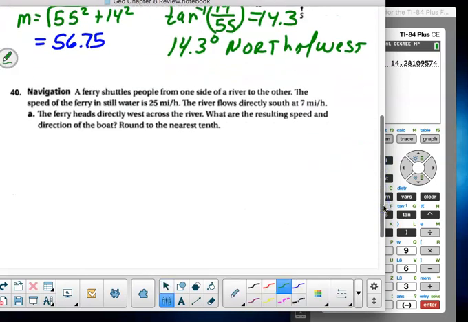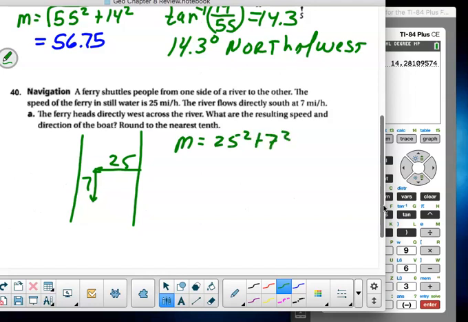And our last problem, navigation. A ferry shuttles people from one side of the river to the other. The speed of the ferry in still water is 25 miles an hour. So one side to another, ferry is going 25 miles an hour. River flows at 7 miles south. So that's 7, this is 25. Okay, the ferry heads directly west across the river. What are the resulting speed and direction of the boat? So, resulting speed, magnitude, 25 squared plus 7 squared. Okay, direction. What's my direction? Remember, this is north, south, east, west, so I'm heading west, so I'm going something. So inverse tangent of 7 divided by 25.